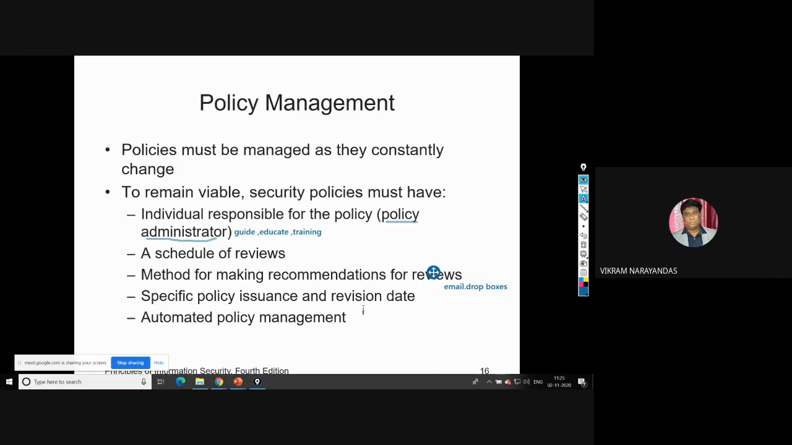Some policies may include an expiration date. For example, you can take short-term business organizations, short-term agencies. Associates should be involved to make the policy's implementation effective. Next one is automated policy management.